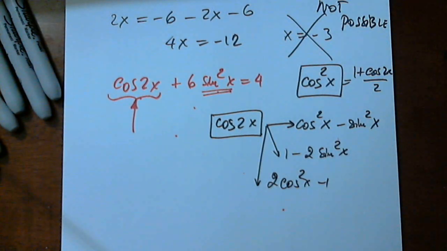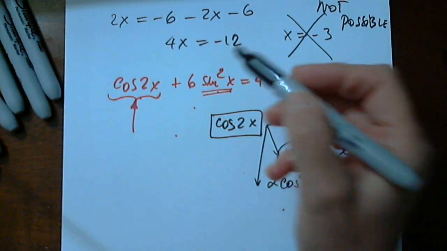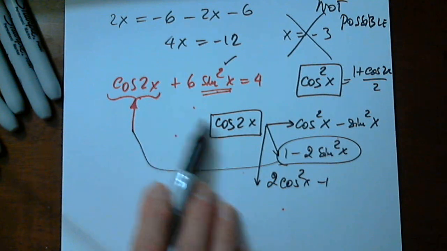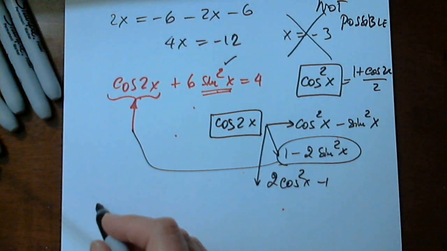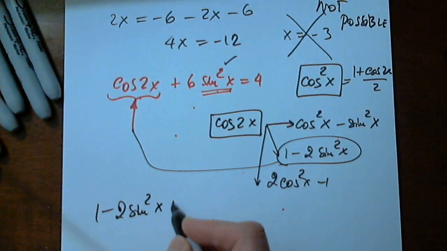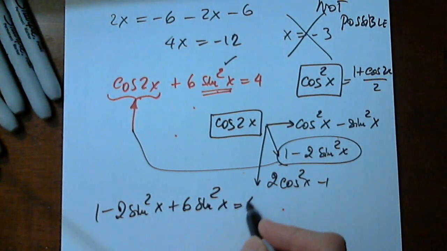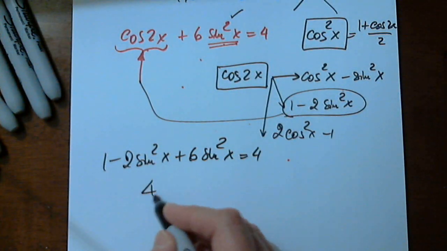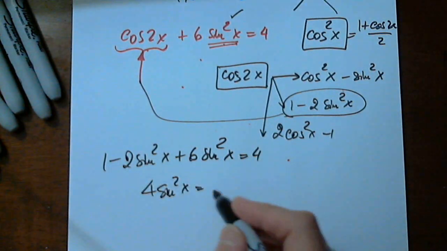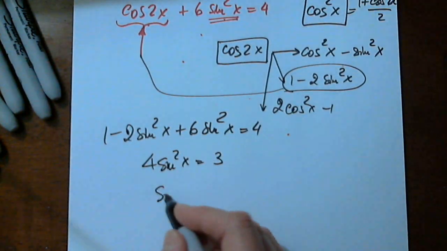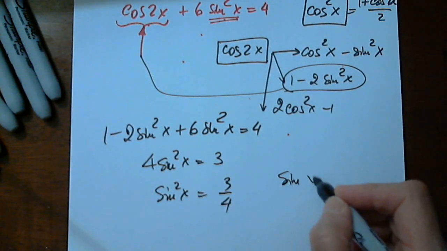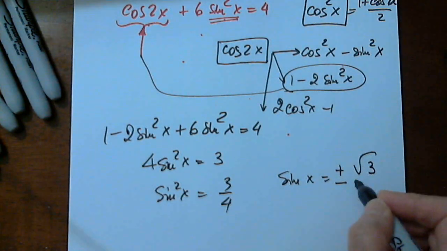Which one? The middle one, because I see that I have sine squared here. So I'm going to replace cosine 2x by 1 minus 2 sine squared. So 1 minus 2 sine squared x plus 6 sine squared x equals 4. 6 minus 2, someone wrote 8. 6 minus 2 is 4. 4 sine squared x. 4 minus 1 is 3. So then sine squared x is 3 over 4. When we take the square root, please remember we get plus or minus the square root of 3 over 2.